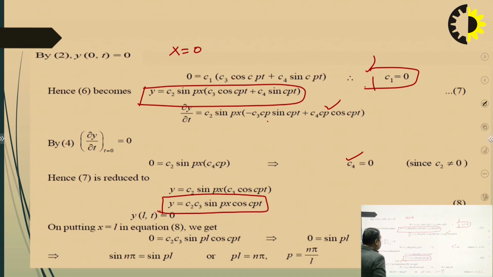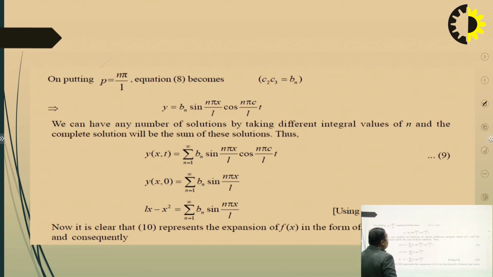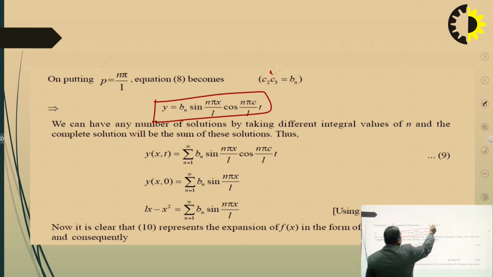Now we shall take the other condition, y(L,t) = 0. That means x is equal to L, and putting x = L, c2 c3 sin pL cos cpt is equal to 0. Here sin pL is equal to 0, so sin pL is equal to sin nπ, and p is equal to nπ/L. Putting this value, we get the equation, where c2 c3 is another constant, bn.